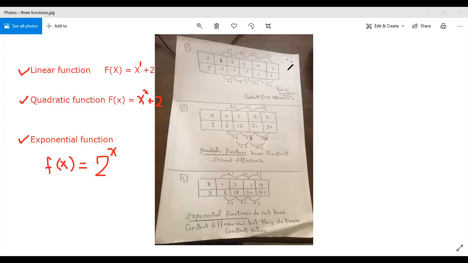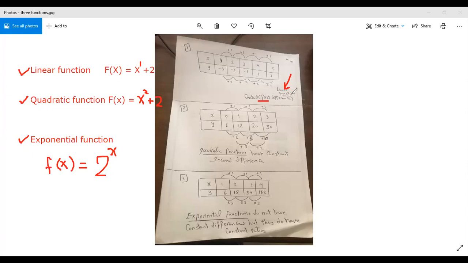-5 to -3. What happened? Grade 9. Every time we add 2, right? Then -5 plus 2 equal -3. -3 plus 2 equal -1. And -1 plus 2 equal 1. And 1 plus 2 equal 3. So we can note here that we have a constant first difference. So once we have a constant first difference, what can we call this one? Linear function. So this is called what again, grade 9?